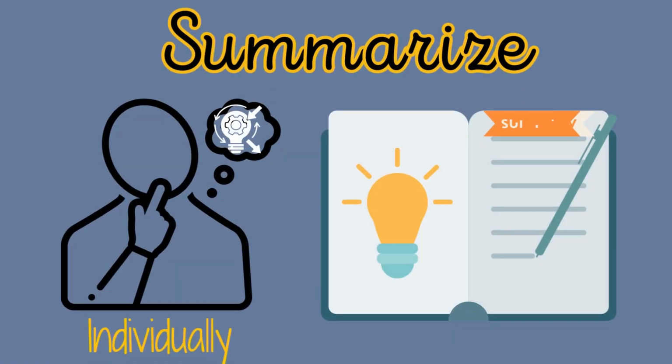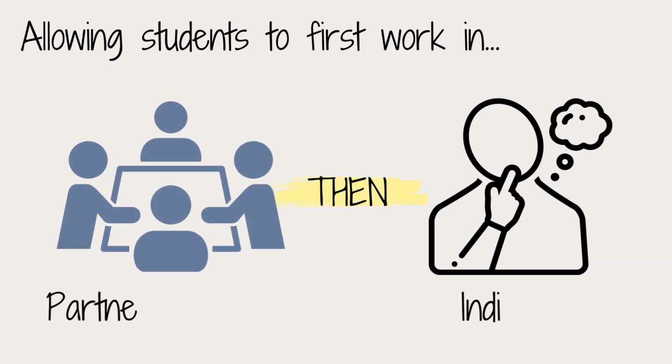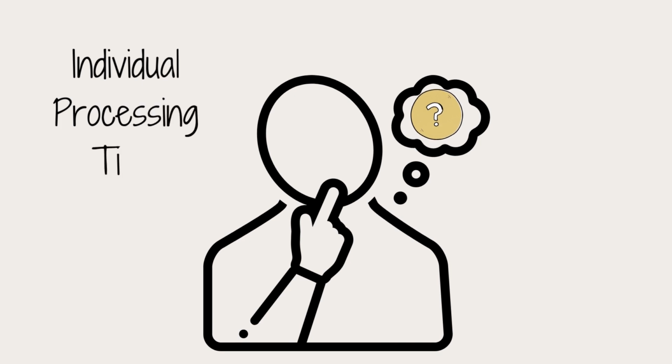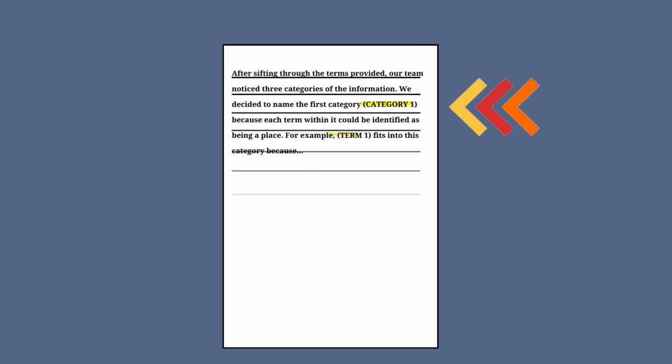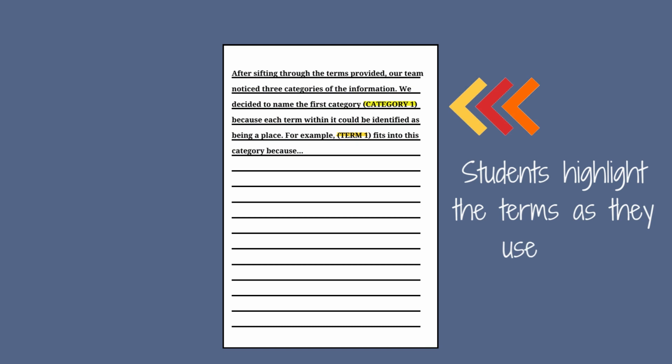Finally, students will be tasked to individually summarize the content of their sort in a summary sentence or paragraph. Allowing students to first work in pairs to discuss and evaluate their learning before moving to the individual summarization provides students time to process through their learning and obtain the confidence to engage in this reflection of their learning. When students are finished writing, they should highlight each of the key terms as they are used in their summary. This helps students to truly make their learning visible not only to them, but to the teacher.